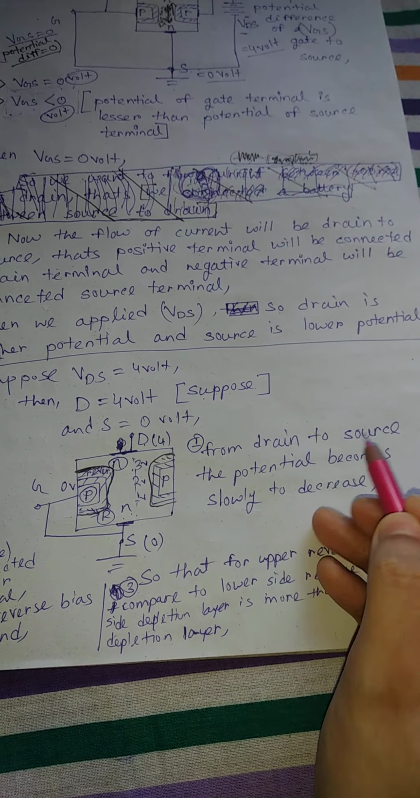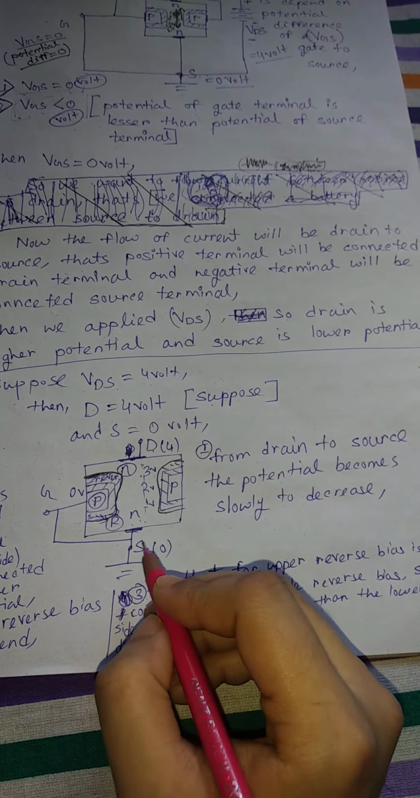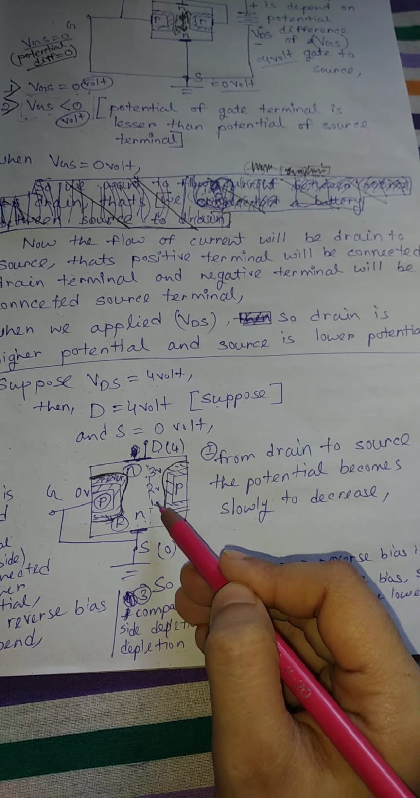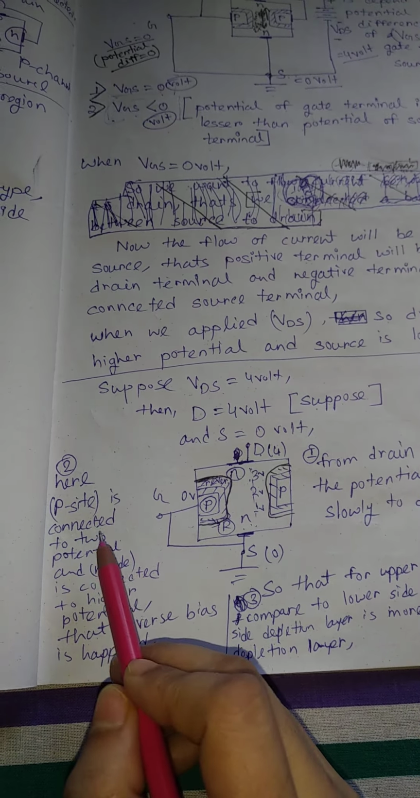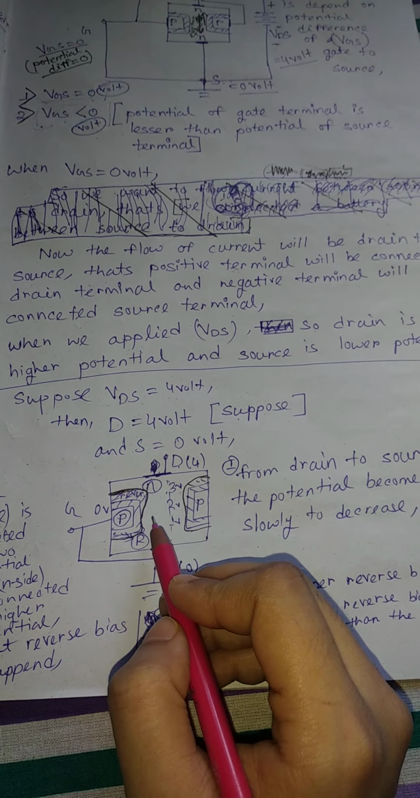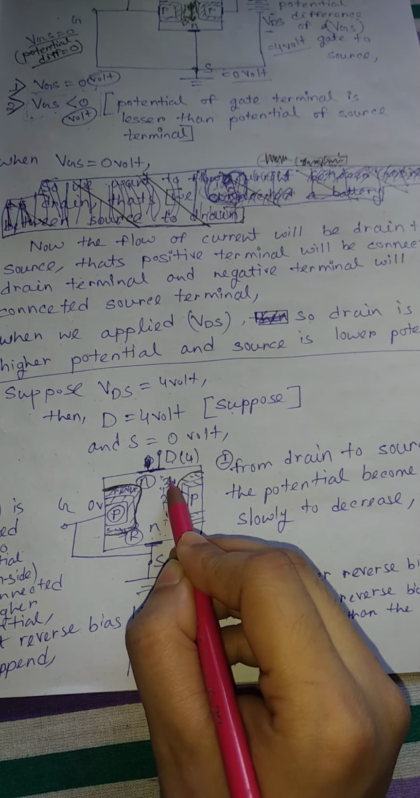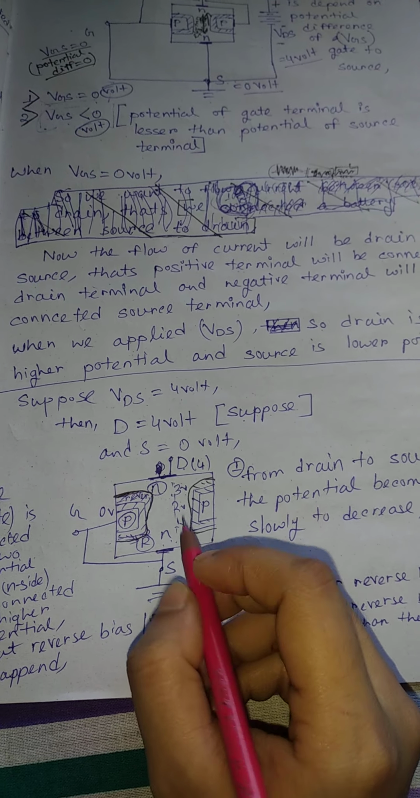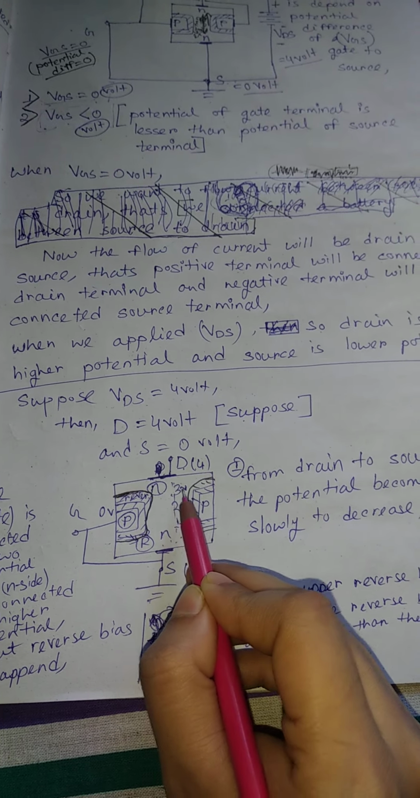From drain to source, the potential slowly decreases, right? This is 4 volt, 3 volt, 2 volt, 1 volt, then 0 volt. And now here the P side is connected. So in that case, it slowly decreases. So for the upper portion, the positive potential is more powerful compared to this positive potential. Yes, of course, this is 3 volt, this is 1 volt, so this portion is more powerful.